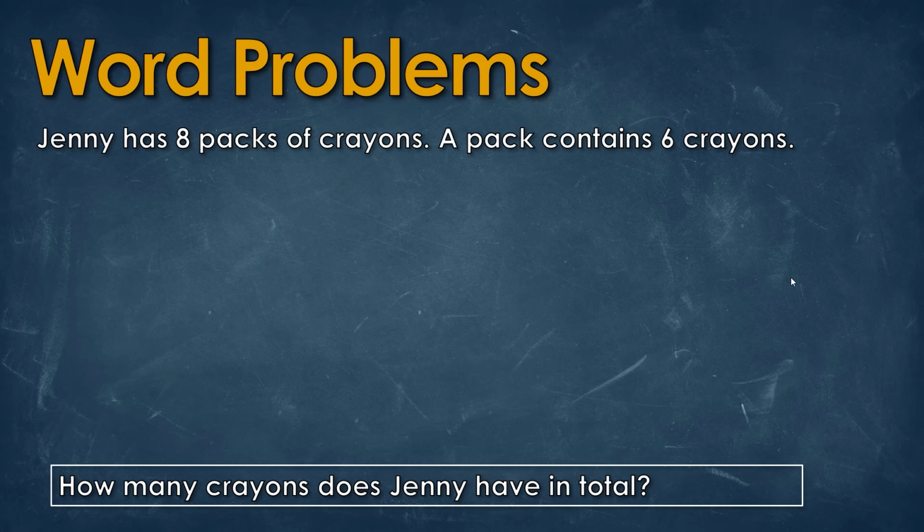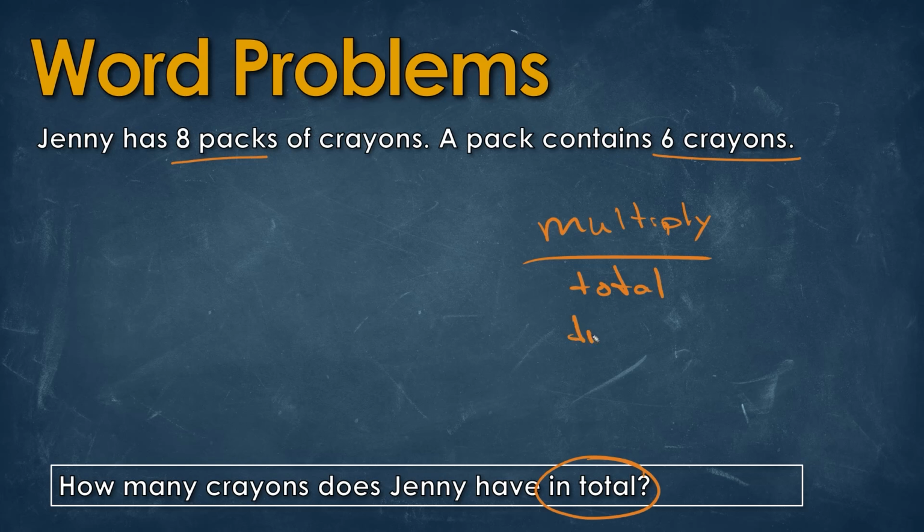Now let's take a look at this question. Okay, this one says that Jenny has 8 packs of crayons, and a pack contains 6 crayons. How many crayons does Jenny have in total? Well, if we remember, for multiplication, we are going to want to find a word such as total or times. And since we have that word total, we know that we are going to multiply. So we have 8 times 6. That is equal to 48.